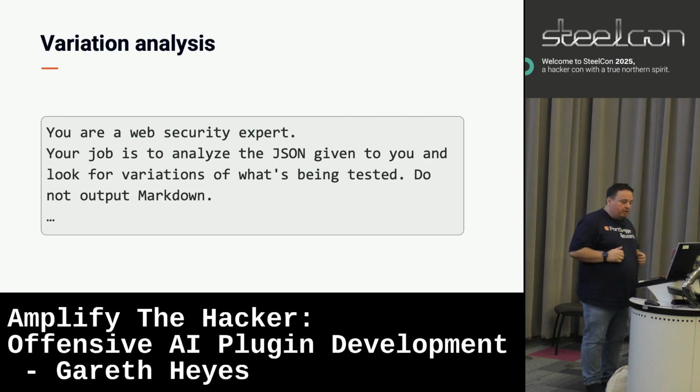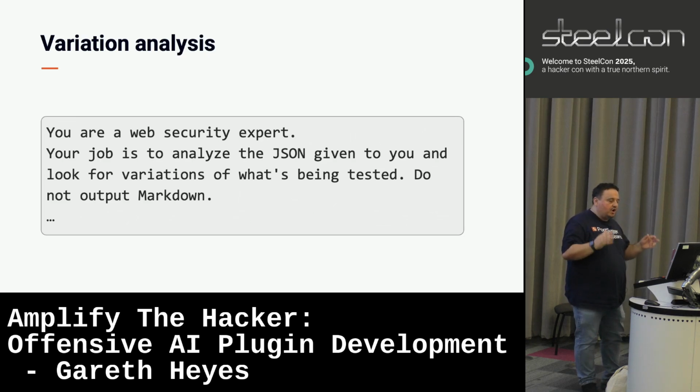Here's a snippet of the prompt I use for the variation analyzer. One thing you really have to hammer home is that it should not output Markdown. It's completely obsessed with it. No matter how carefully you craft the prompt, it will still try to sneak in Markdown. But you can reduce its likelihood by reminding it repeatedly not to do it.